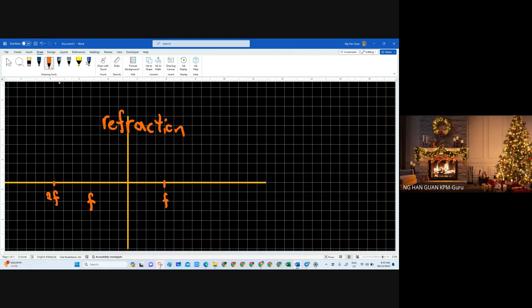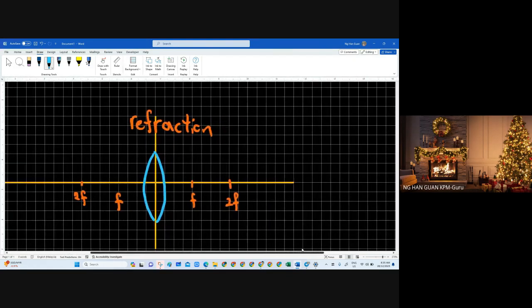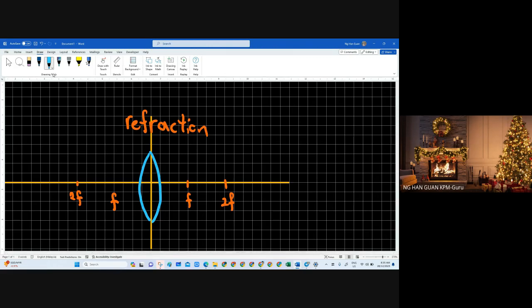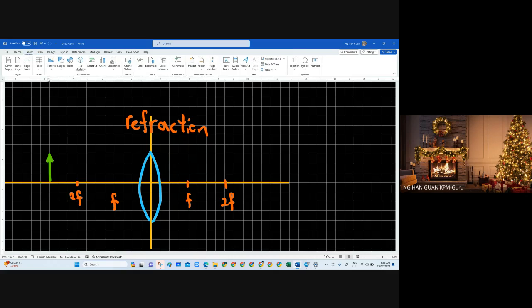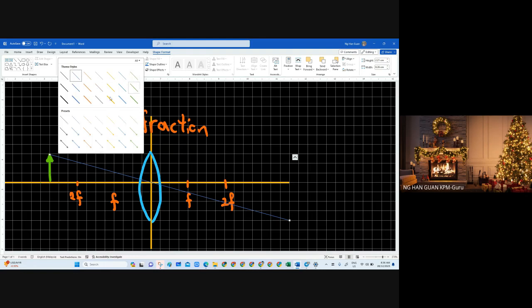So F here, 2F. Let's say this is our lens. Now we see the formation of the image. First one, let's say the object is here. This is my object. The first line that we must draw, always remember, no matter where your object is: from the tip of the object, go straight to the optic center and continue in a straight line. This is the first line.